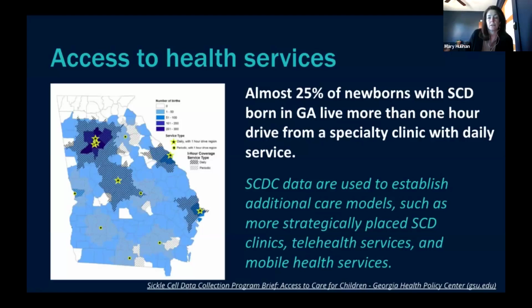With sickle cell disease, healthcare may be needed quite frequently. So we're talking about the need for families, for loved ones, for caregivers to drive to these clinics fairly regularly in some cases. Again, these data, along with the stories of how these long distances have impacted families in the state, were used to establish additional care models. They've established new clinics in the areas with greatest need. They've increased the availability of telehealth services. They've increased mobile health services, especially for people living in the more rural parts of the state.